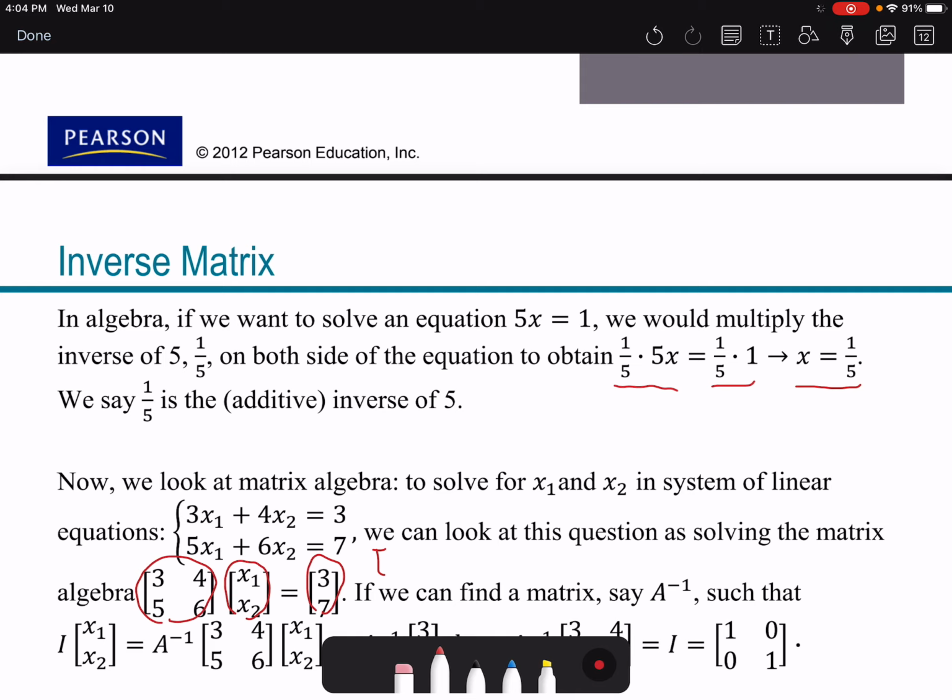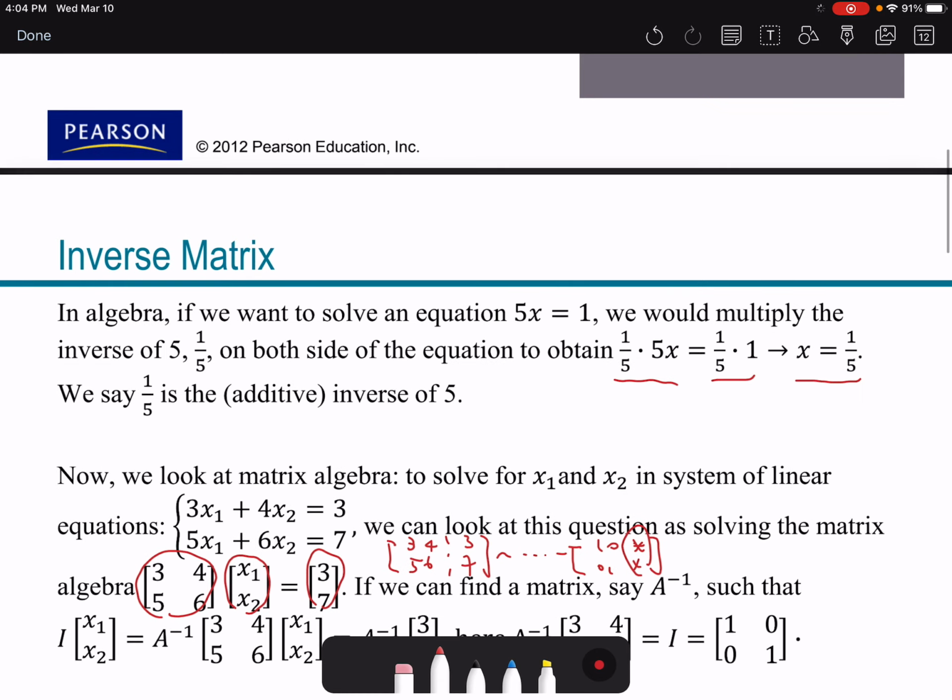To use the previous method that we have learned, we will do it this way: 3, 4, 5, 6, and 3, 7. Through a series of operations, this becomes something like this, and we have some numbers here, and these will be the solutions on the right-hand side. Well, we're going to have a different approach this time.